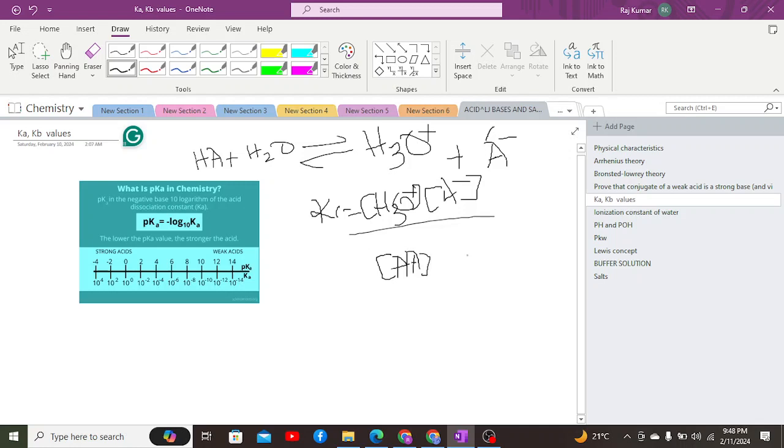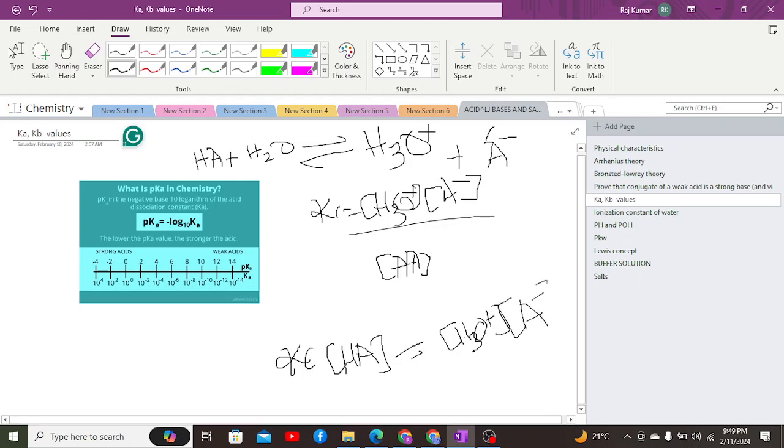Here we are not including water because water is found in excess, so it does not have an impact on the Kc value. When we multiply Kc by HA, since HA was being divided, when we send it to the other side it becomes multiplied, so Kc into HA is equal to H3O+ times A negative. This would be the equation.